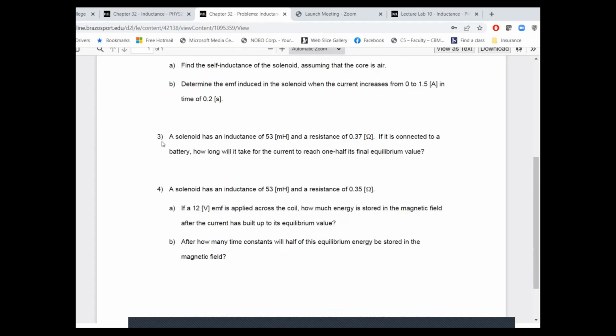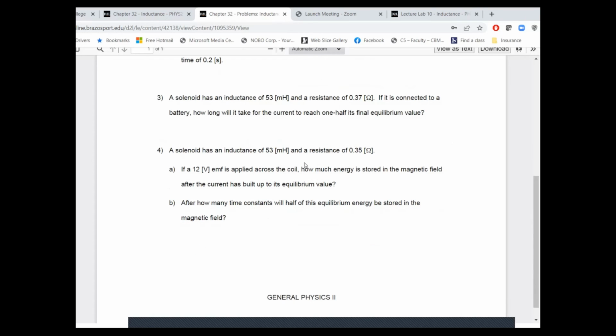Problem number 3 is more like a show-your-work problem. This is not that complicated. It's doable, but the quality of the test question is going to be along these lines. You've got an RL circuit connected to a battery, so it's just charging up, the current is building up. So find the amount of time it takes to reach this value. That's completely doable.